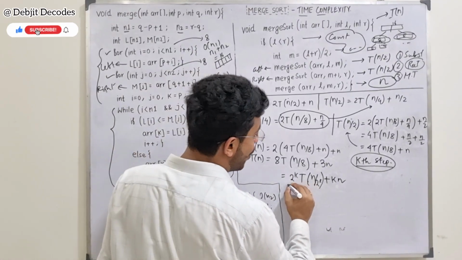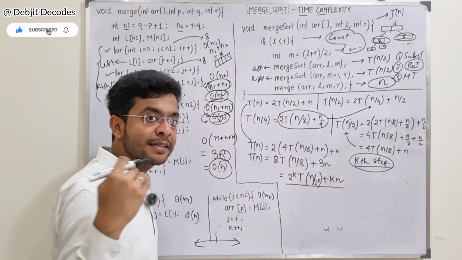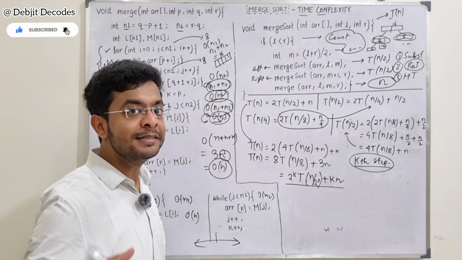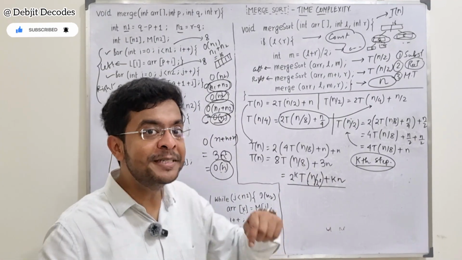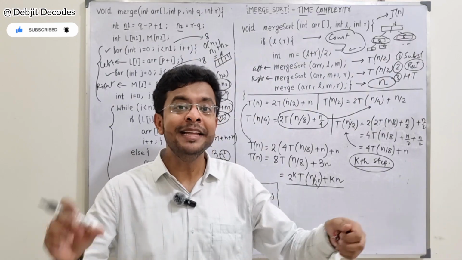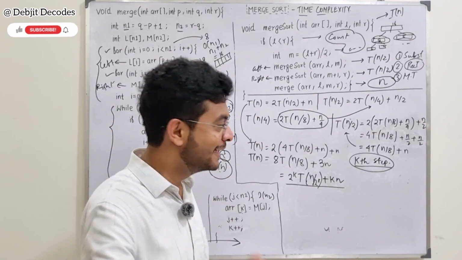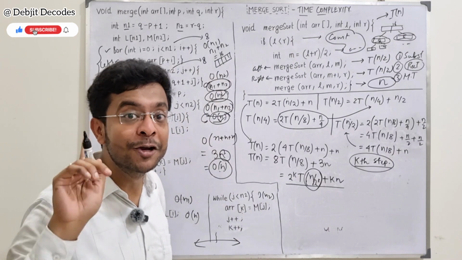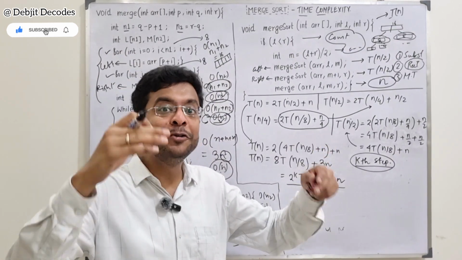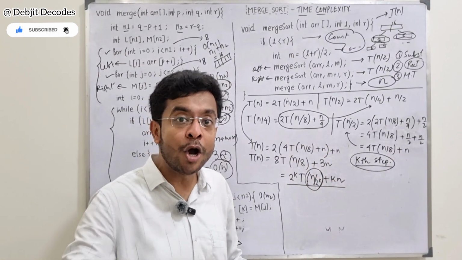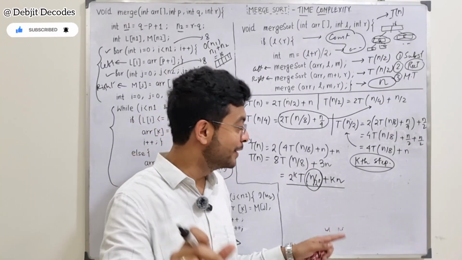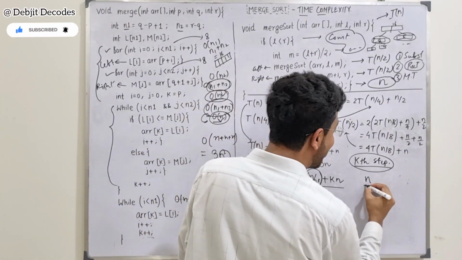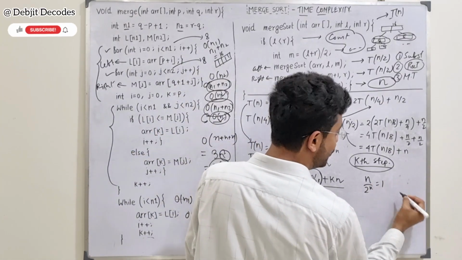Now, when will it stop? Again the same question: what is the base condition? As we have checked in the previous video, when there is only one element left, that is T of 1, T of n/2, T of n/4, T of n/8, when will it stop? When there is only one element. So it becomes 1. That means when n by 2 to the power k is equal to 1.